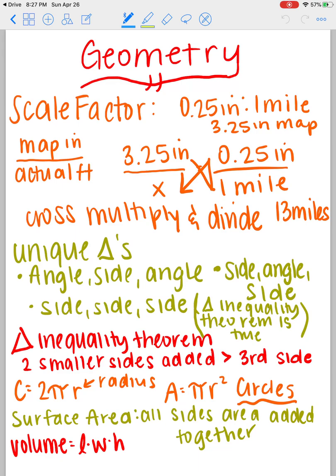Today's review is going to be with geometry. Okay, right now let's start out with scale factor. Remember that scale factor is your model to your actual. But what we're talking about here with scale factor is say you have a map. You got a legend on the map.